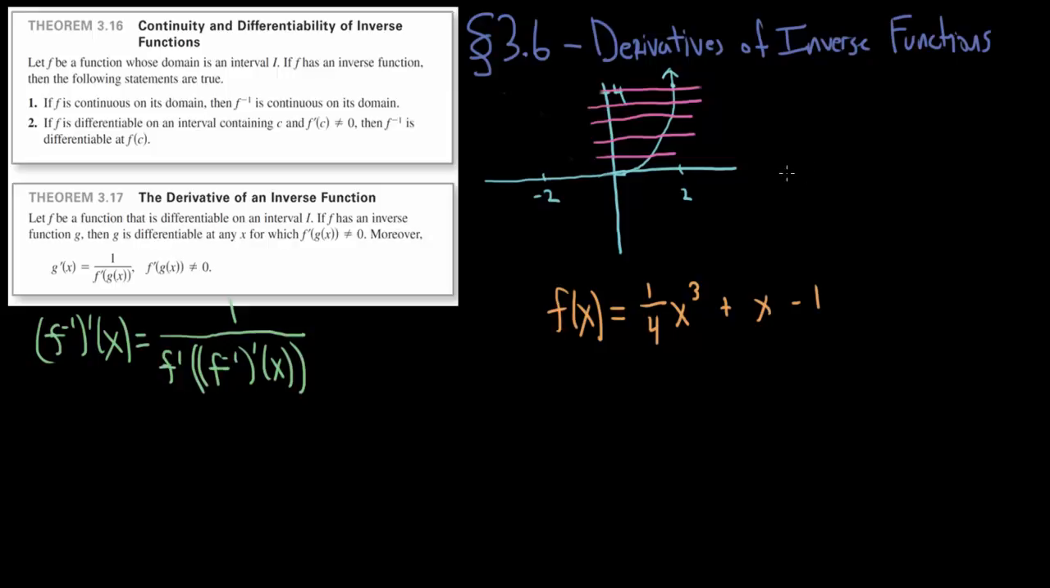Now, let's say we want to find the value of f inverse prime of x when x equals 3. Now this is exactly how a lot of your homework is going to go. So it's really important you really pay attention to the next couple examples here. So we're looking for the derivative of the inverse function when x equals 3. So we're looking for the slope of the inverse function when x equals 3. But notice what we're given. We're given just the original function.